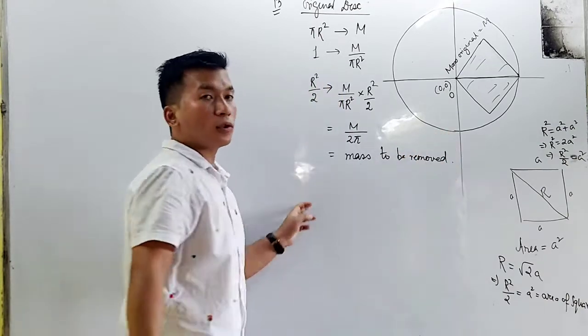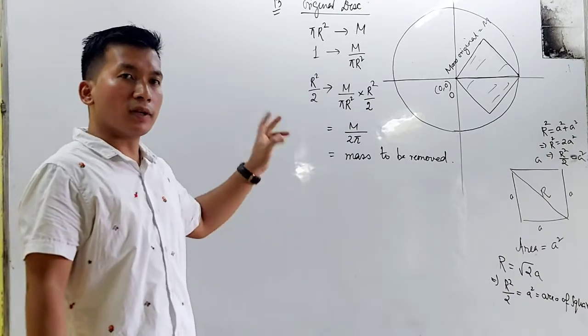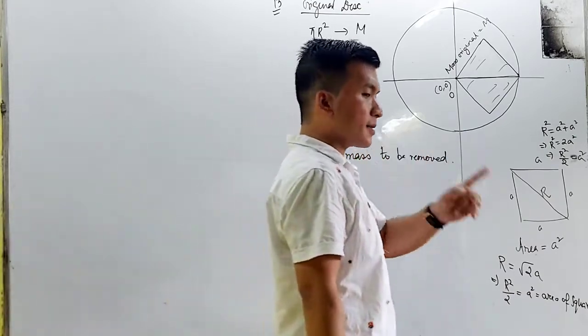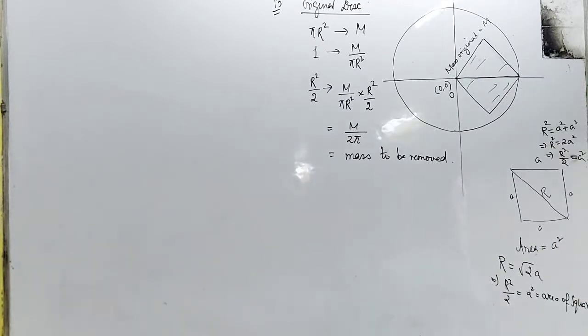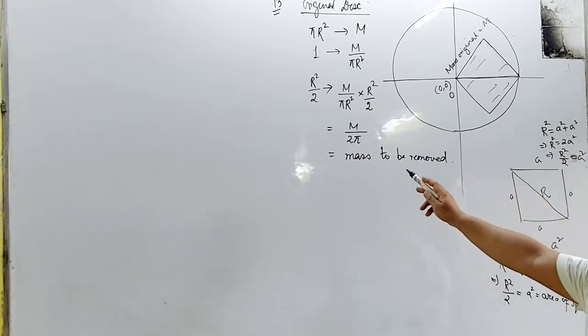See the steps, understood? When the first step is to locate the center of mass for the object before taking out the smaller section. The smaller section will look like this, it is located at O. What is the mass that is to be taken out? The mass that is to be taken out is m divided by 2 pi.